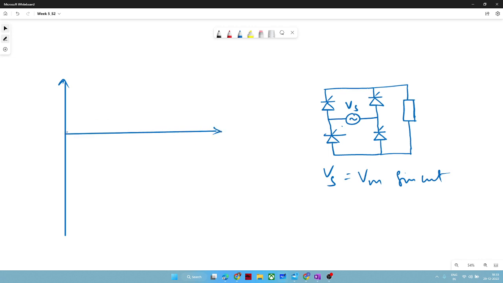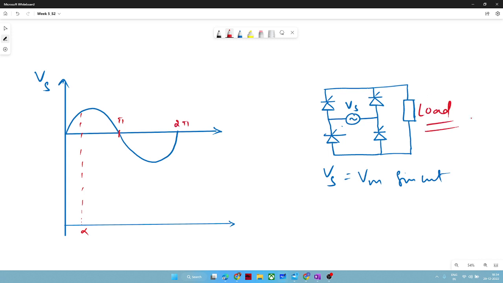What kind of output voltage you will see? So this is your Vs. Now you are giving your pulse with some delay, as I mentioned. So let us consider this period as alpha. This is anyway pi, 2 pi. This load, I did not mention which kind of load. So I will keep drawing and I will keep mentioning which kind of load is there for this kind of waveform.